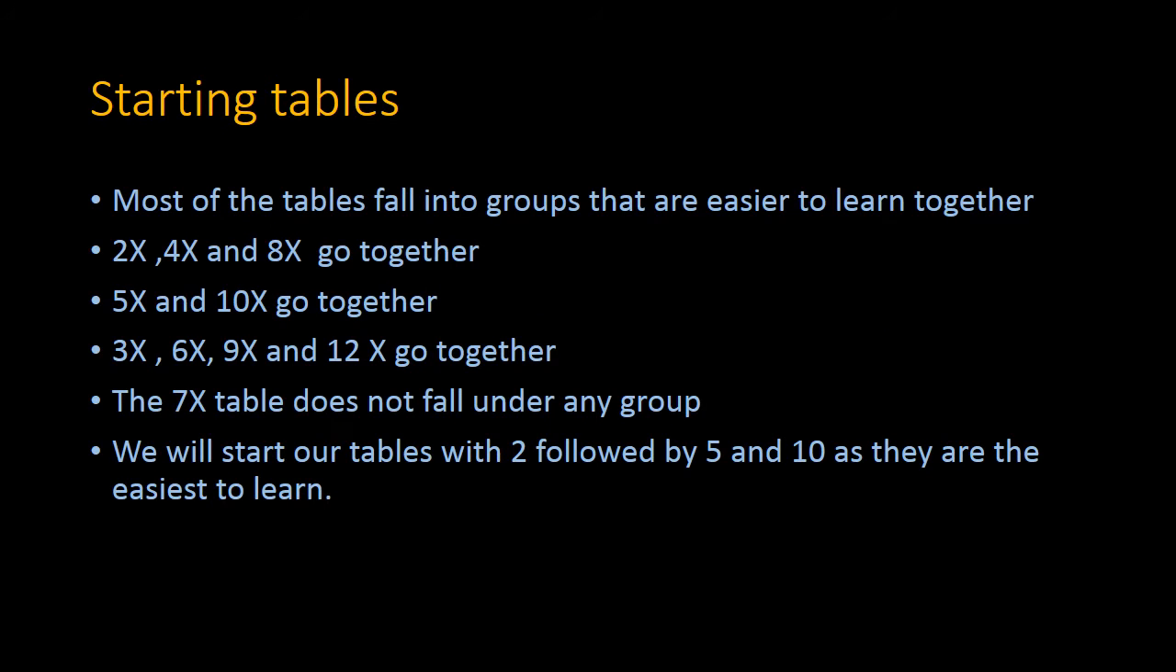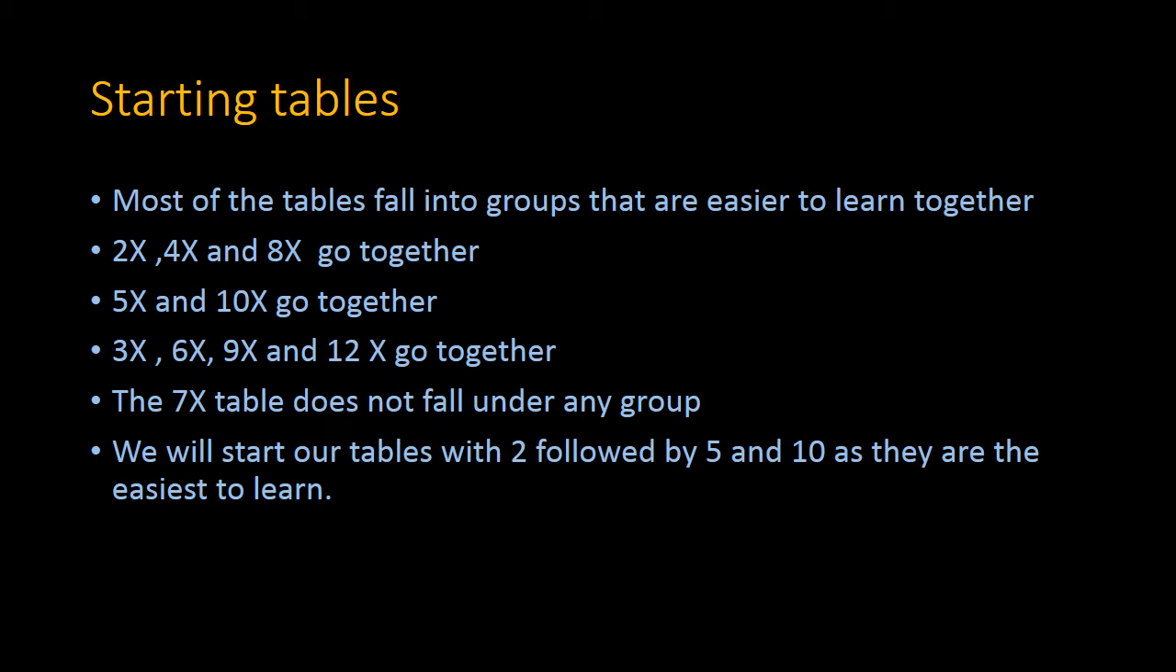Now, one thing about tables is if you know the tables from 1 to 5, if you have mastered the tables of 1 to 5, then the rest becomes a cakewalk. It becomes very easy. And as I've mentioned on the slide, each table forms a group. Like 2, 4, and 8, they go together, they form one group. 5 and 10 are in a group. 3, 6, 9, 12, they go together. 7 is a standalone table, so the approaches are slightly different from other tables.